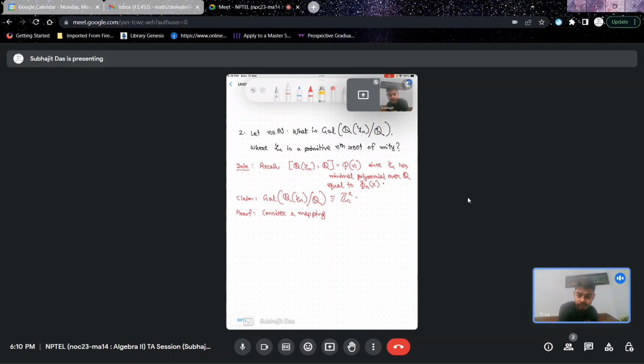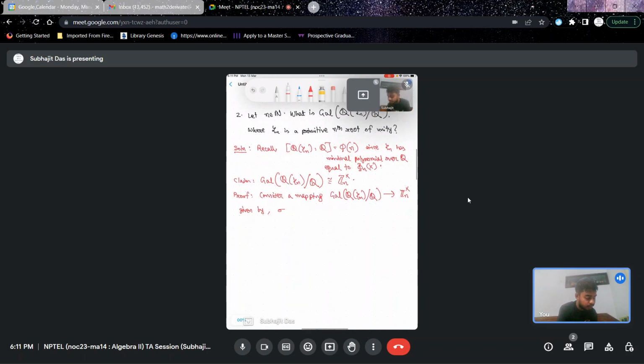We consider an arrow of sets, that is a mapping from Gal(Q(ζn)/Q) into Zn cross. Any element in the Galois group is an automorphism of Q(ζn) fixing Q elementwise, or pointwise. So take an element sigma. Sigma is a morphism whose source and target are the same, and which is in fact an isomorphism. It's an endomorphism plus isomorphism, that is, an automorphism.